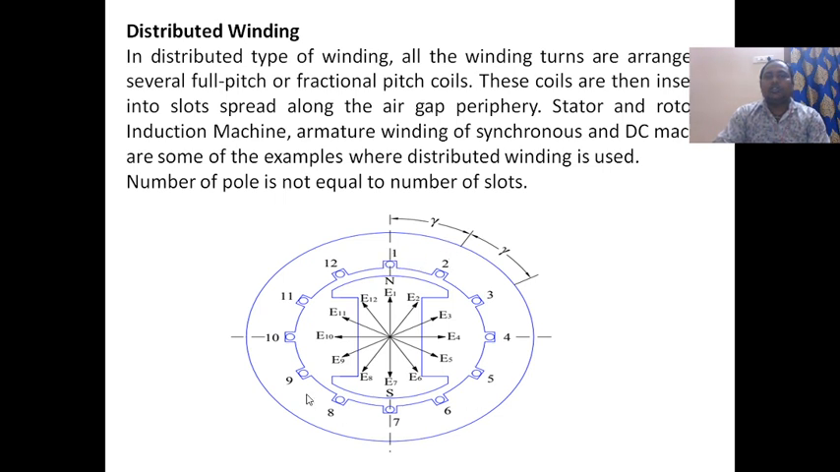Here the slots are 12. Between slot 1 and slot 2, there is a slot angle gamma. The EMF induced in slot 1 is E1, then E2, E3 and so on. In the 12th slot, the EMF induced is E12.